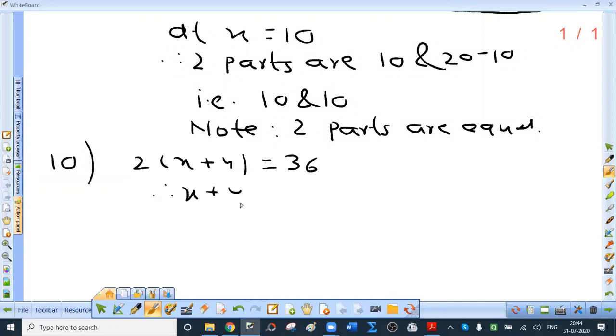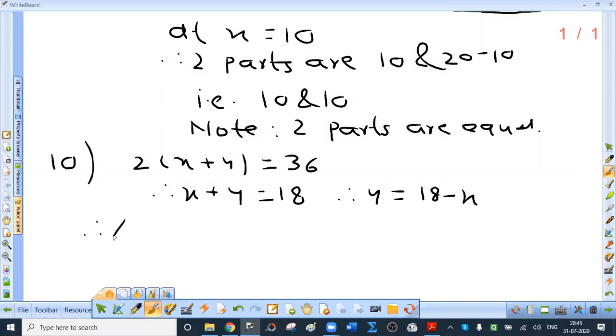So what is x plus y? 18. So what is y? 18 minus x. Remember, this is word problem. So using given information, you have to express one variable in terms of other. Initially, there were two, length and breadth. But here we have expressed breadth in terms of length. Okay. Now tell me which function is to be examined for maximum area.